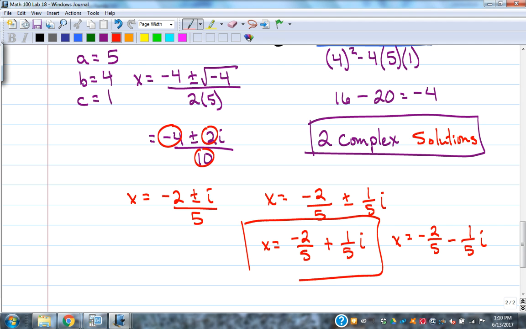And that's the complex number form for those solutions. And that would be Math 100, lab number 18.